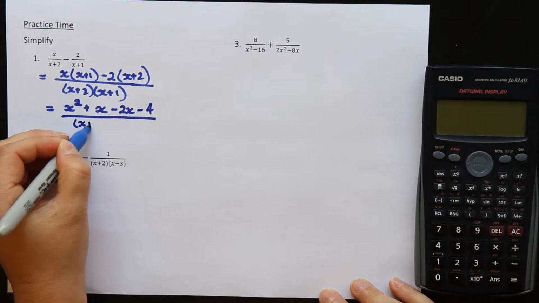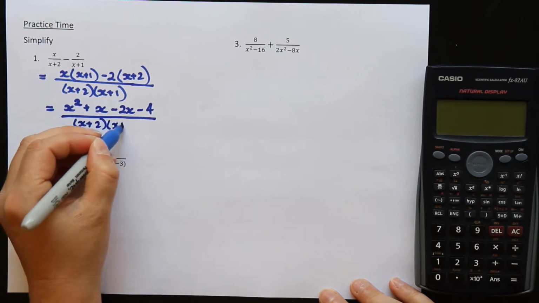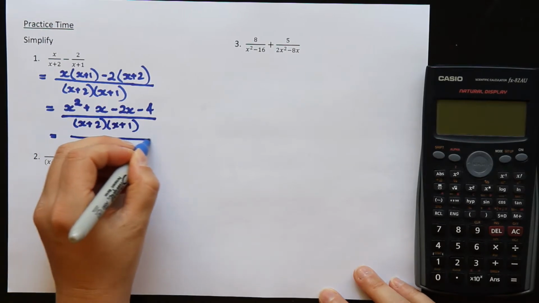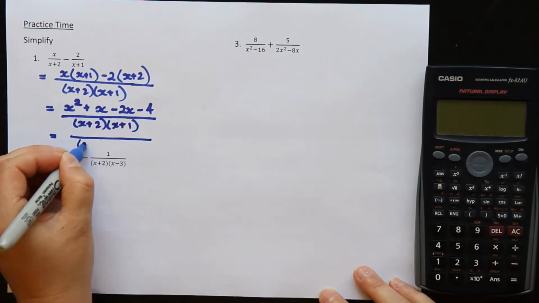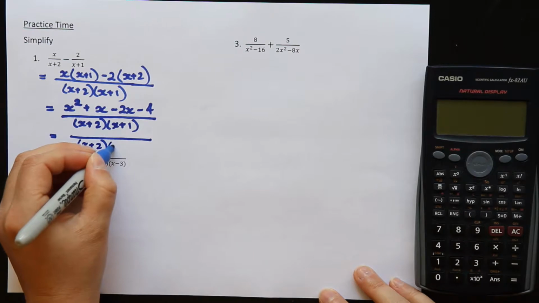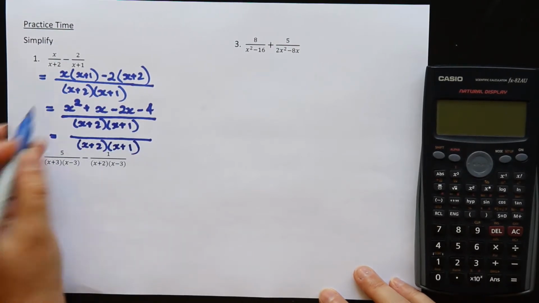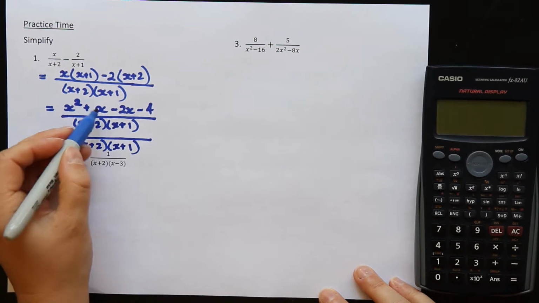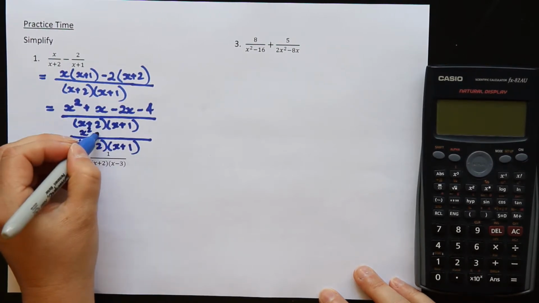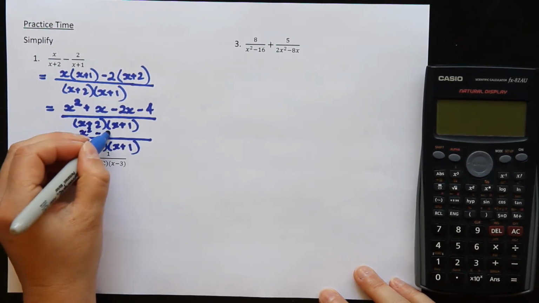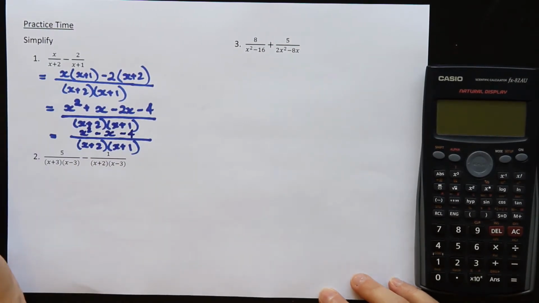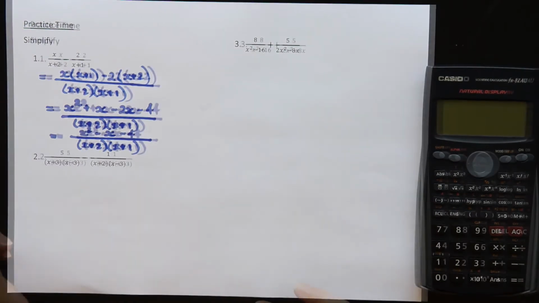Bottom's not going to change. And one more line here. We just need to collect up our like terms on the top. So that will give me x squared. Now that will be x minus 2x is minus x and a minus 4. Okay, that one's finished. Let's have a look at the next one.